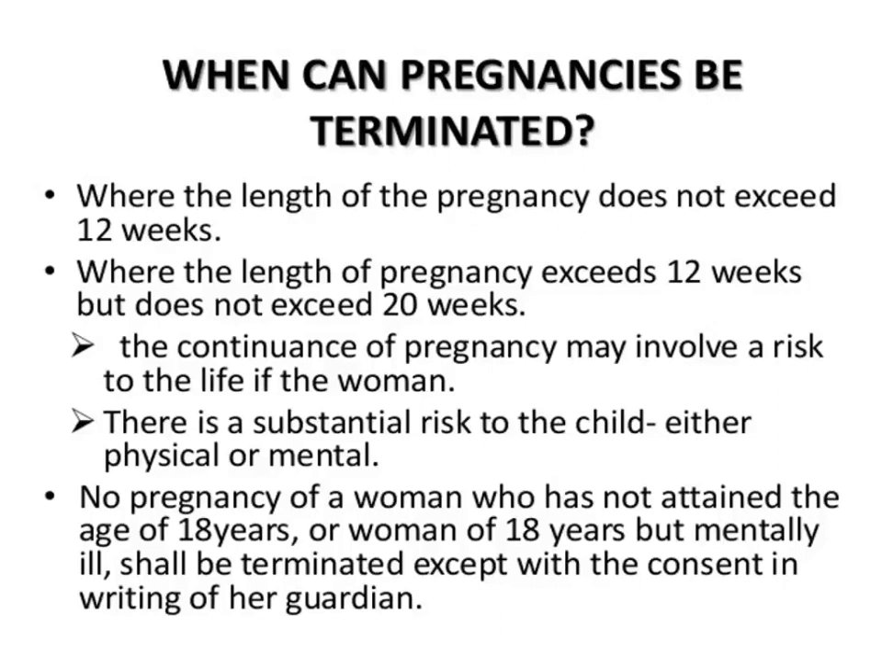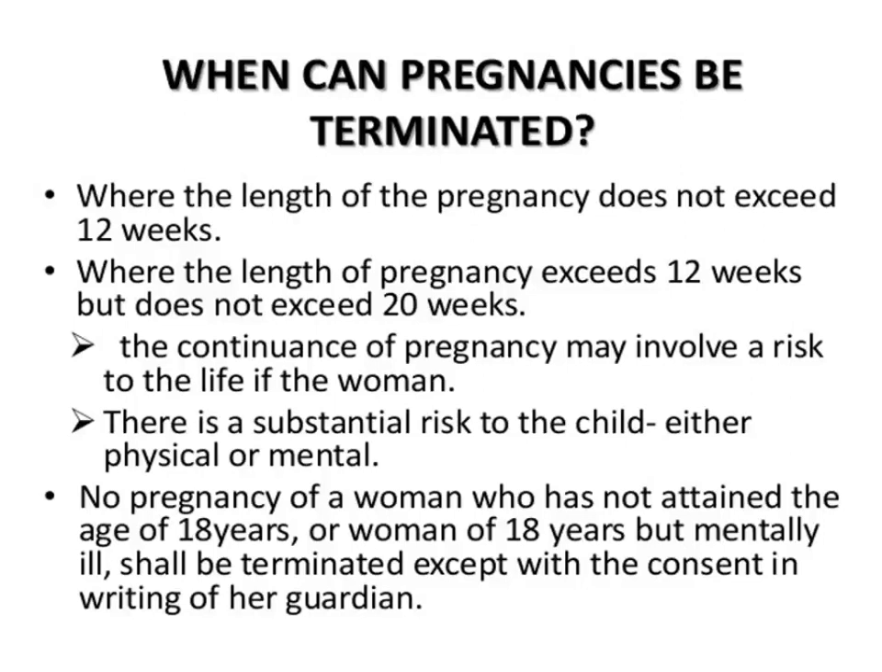When can pregnancies be terminated? Where the length of the pregnancy does not exceed 12 weeks, then we can do a medical termination of pregnancy. Where the length of pregnancy exceeds 12 weeks but does not exceed 20 weeks and the continuation of pregnancy may be risky to the woman's life or risky to the child, then you can do it even after 20 weeks.